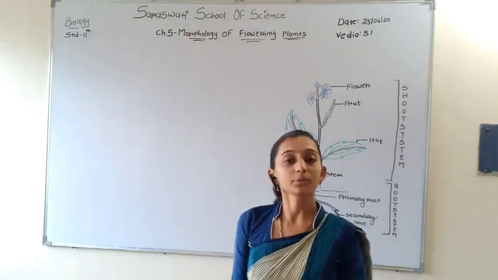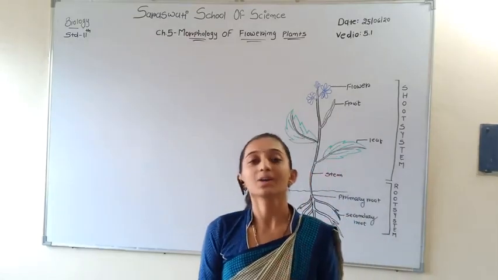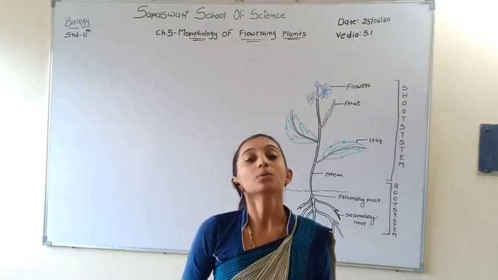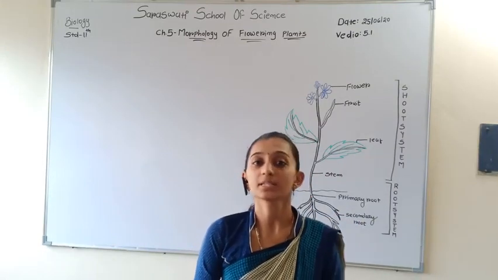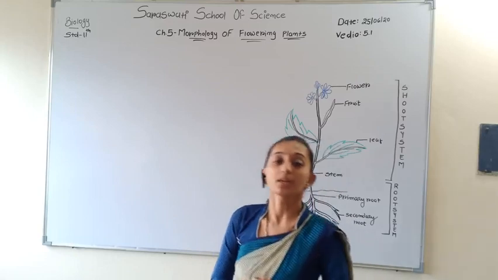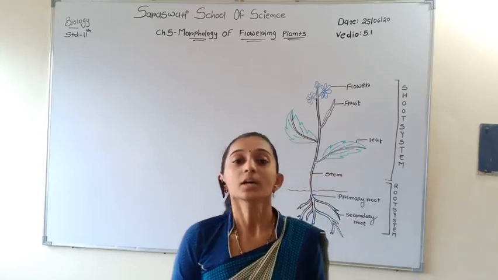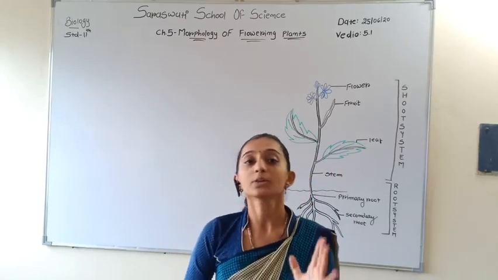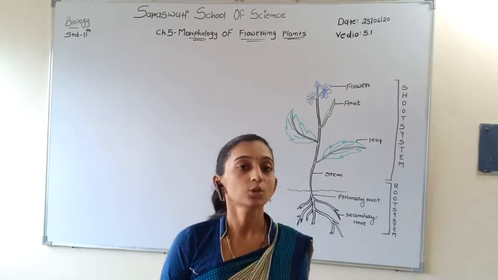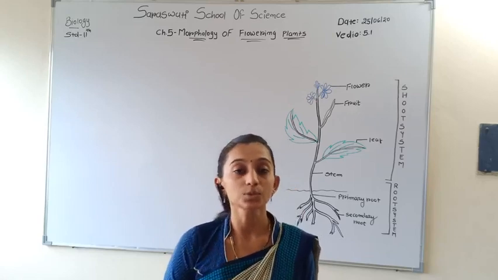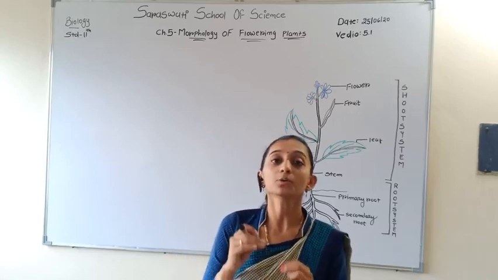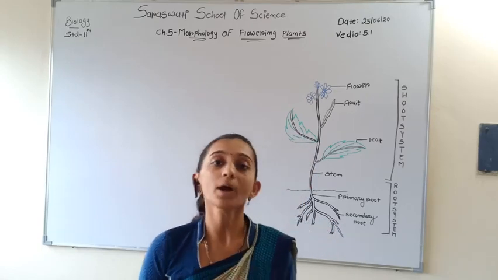In the previous video we completed the second chapter, biological classification. Now we study the new chapter, the morphology of flowering plants. Students, it is a very interesting and important topic. You already know the various parts of plants: the roots, stem, flowers, fruits. In this chapter we will study all parts of the plant in detail.